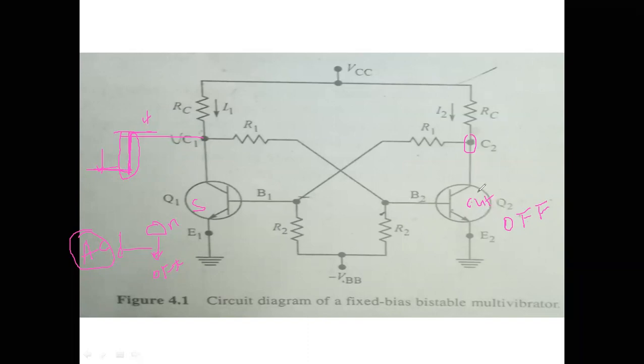As it is in cutoff, if we take Q2, it is an open switch. Therefore, there won't be any current flowing in this branch because it is open, if I am speaking of ideal cases. Therefore, the current will be zero, and the drop across here is also zero. Therefore, the output voltage will be at VCC.